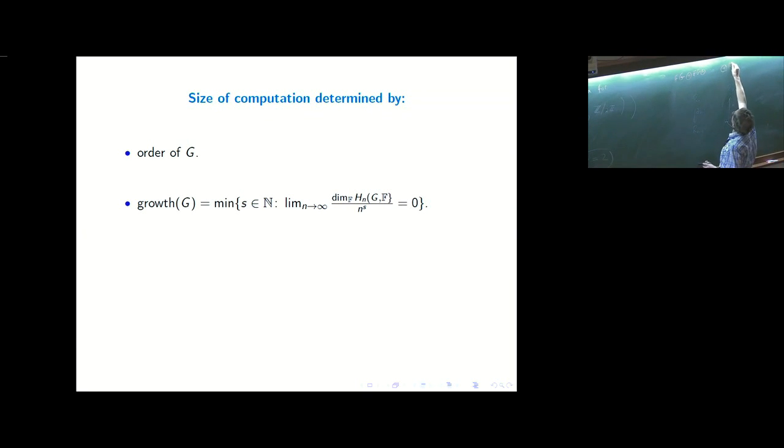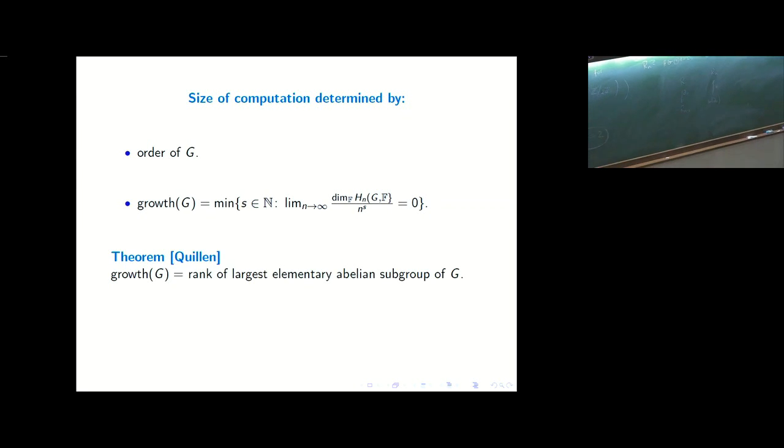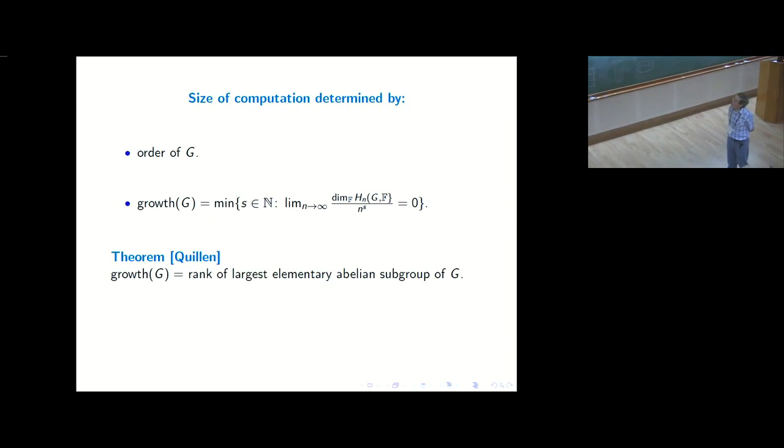that's the nth term of the resolution. This will become a very big vector space if the growth is too big. So fortunately, we can say something about the growth. There's an old theorem of Quillen that says that the growth of the cohomology equals the rank of the largest elementary abelian P subgroup of G. Well, G is a finite P group.